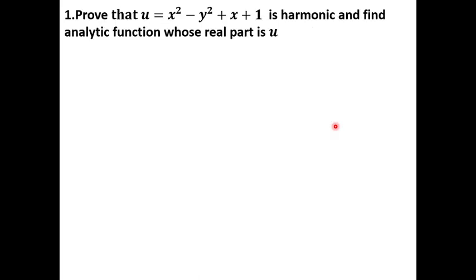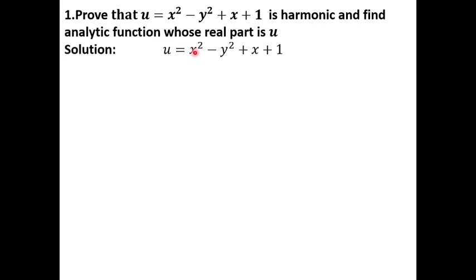First problem: prove that u is equal to x square minus y square plus x plus 1 is harmonic, and find the analytic function whose real part is u. Here u is given, u is a harmonic function. By using this, we find the analytic function. What is the analytic function? f of z is equal to u plus iv. So how to find the f of z value? Here we have two methods. One is what the previous class already showed. Here also I find the v value and then write f of z.